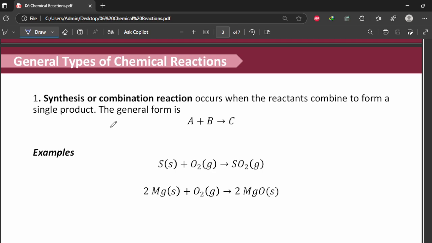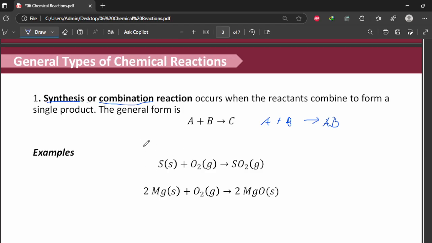So synthesis reaction occurs when the reactants combine to form a single product. The general form is A plus B will form C. Or it could be A plus B will form AB. So for a synthesis reaction, from the name itself, pag sinabi mo kasing synthesis, meaning may mabubuo, may mapoproduce. And from the name combination, you can deduce its meaning na pag narinig mo yung salitang combination, it means there is something na magko-combine. So ganun ang nangyayari sa ating synthesis reaction.